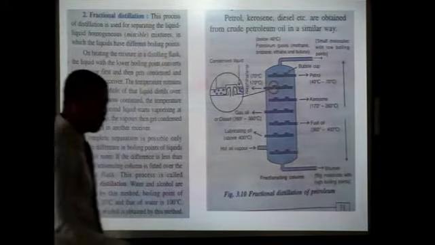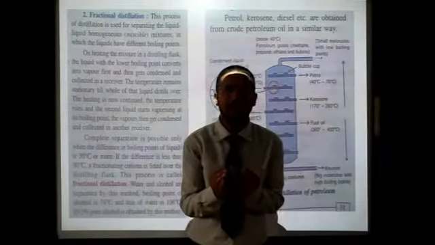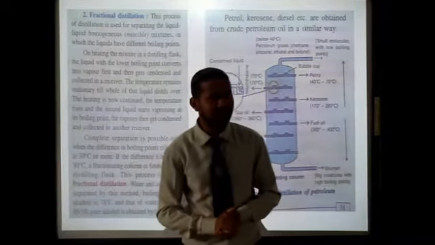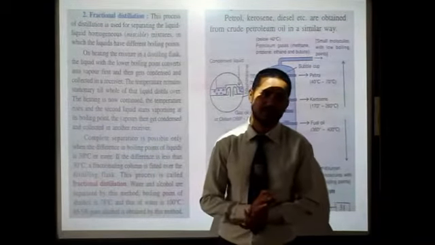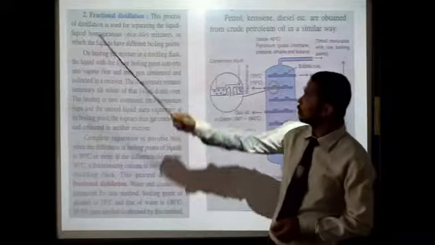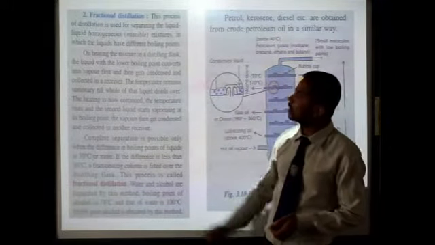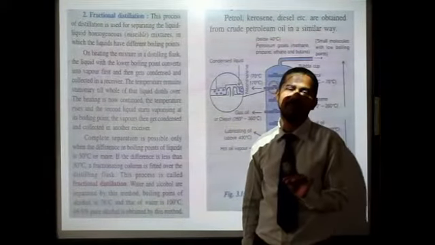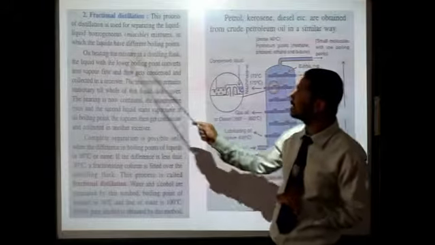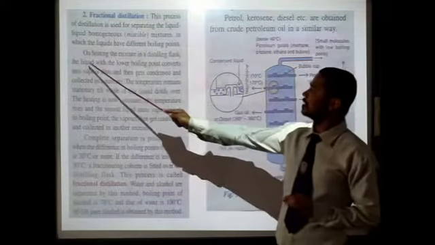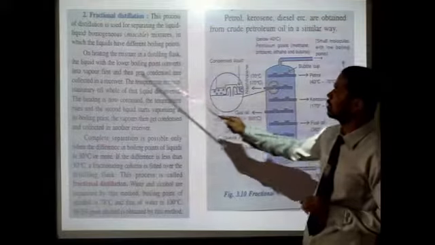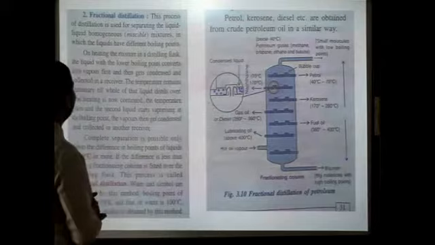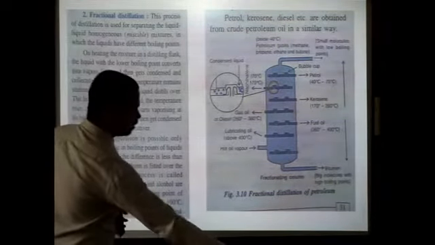Now, in the case of a separating funnel, in order to separate the liquid mixture, what must be there? The liquids should have different densities. In order to use fractional distillation, what is the condition? The liquids must have different boiling points. On heating the mixture in a distilling flask, the liquid with the lower boiling point converts into vapor first.